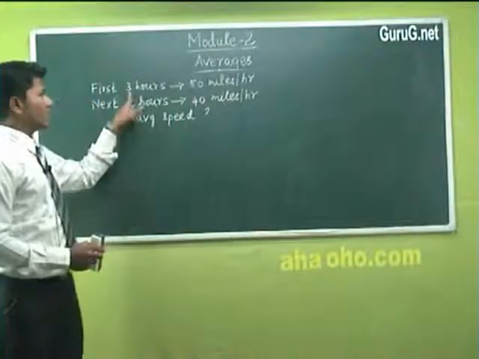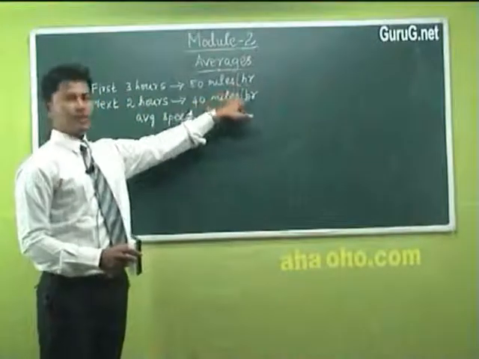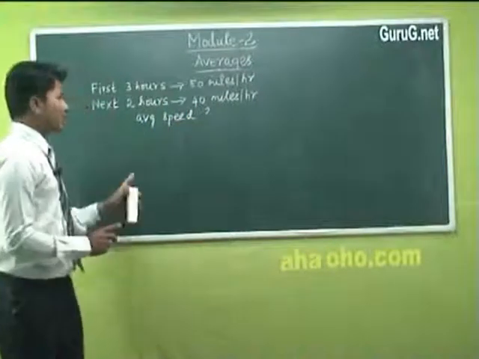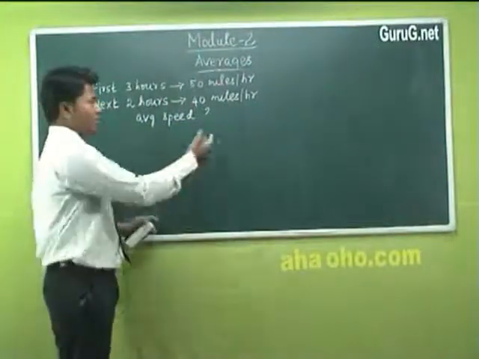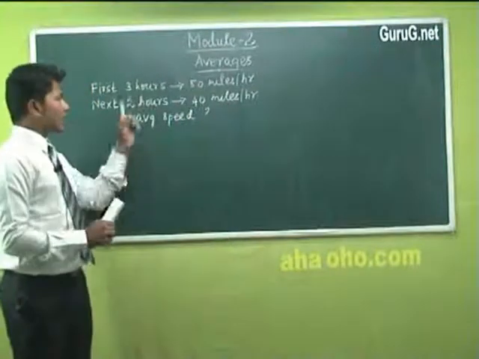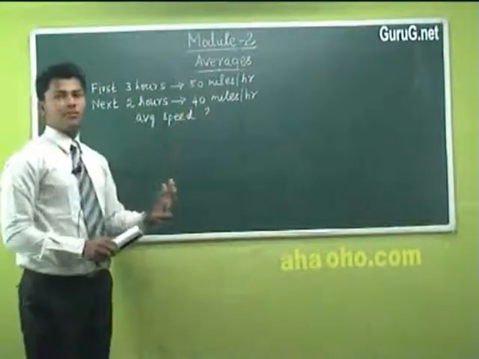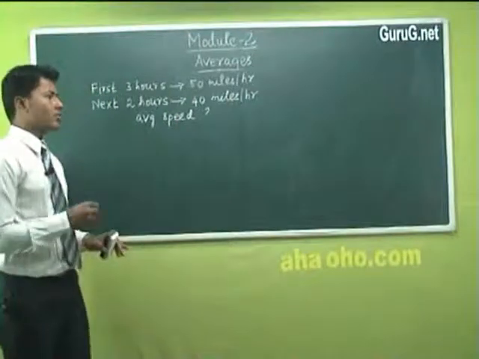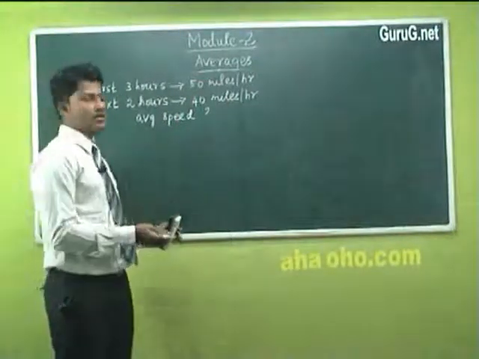So for the first 3 hours he drives at a speed of 50 miles per hour, and for the next 2 hours it is 40 miles per hour. We are asking what is the average speed for the total journey. Time is given and speed is given, and you are asked to find the average speed. In this case, you can straight away go to the average formula.